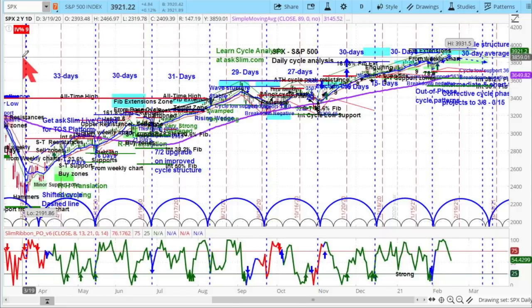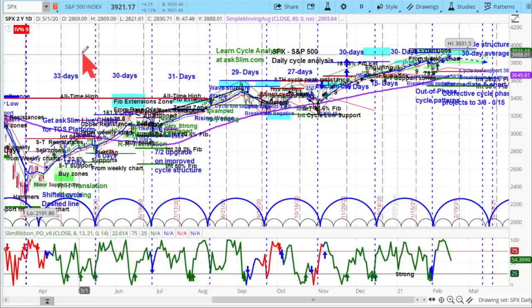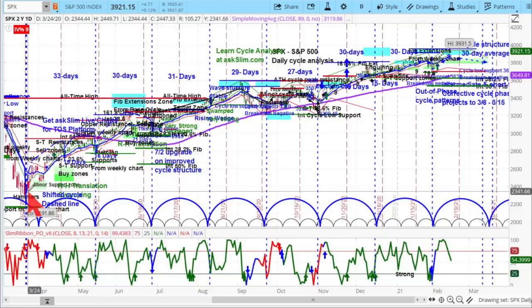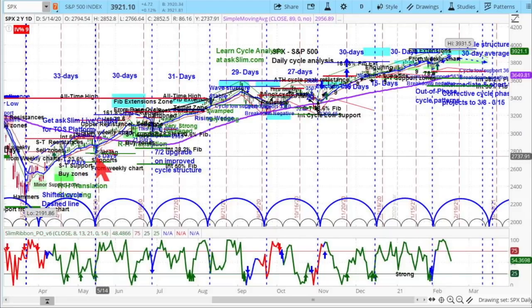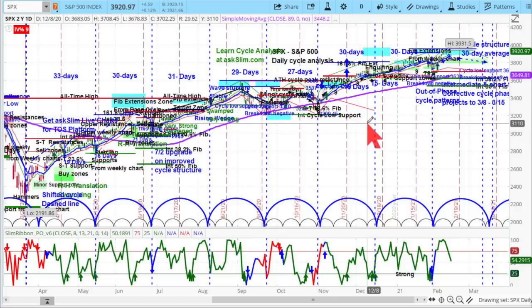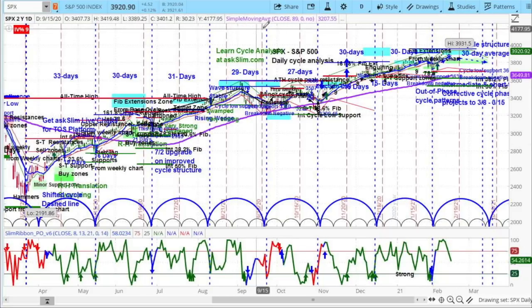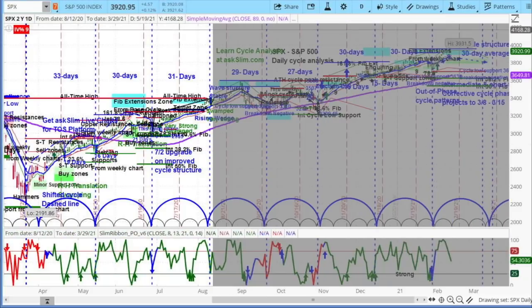The blue lines are showing you the actual lows in cycle rhythms. The distance between this low right over here and this low over here was 33 days. 30 days, 31 days, 29 days, 27 days, 30, 30 right over there. Unbelievable, the rhythms in there. I'm going to tighten this up now for you to be able to get a little better picture of clarity in there.